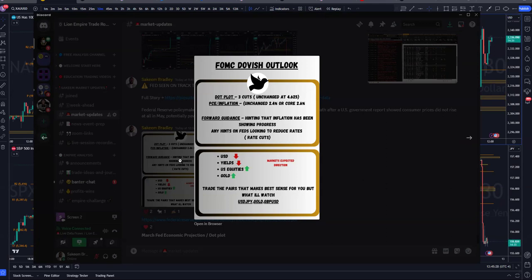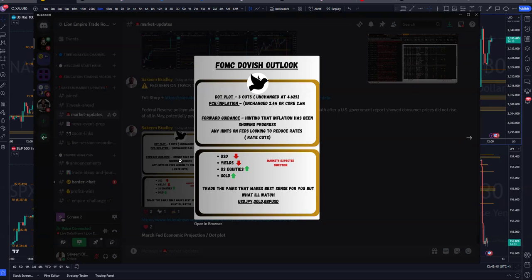I'll try to make this as simple as possible so that you can get an understanding and know what to look for. For this scenario, let's start with a dovish outlook. Dovish means, as you can see at the bottom, the dollar and yields should be bearish, while equities and gold should be bullish.